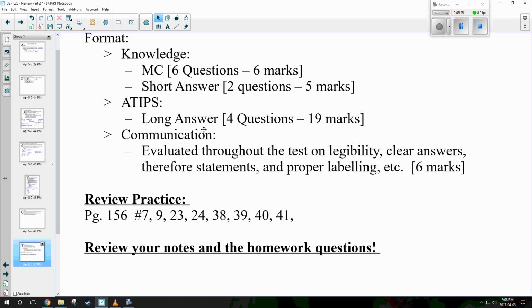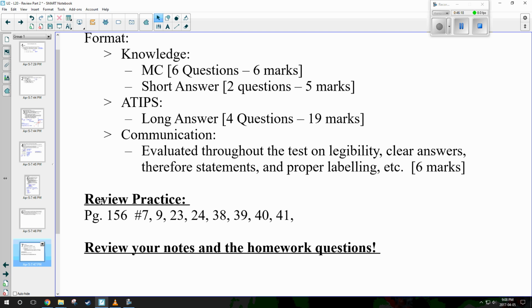Remember, for communication, that's evaluated throughout your test based on the legibility of your work, that you have clear answers, that you've shown your steps, and then it's clear how you got to your answer, including therefore statements for any word problems, and also proper labeling, especially on graphs. And you have 6 communication marks on this test.